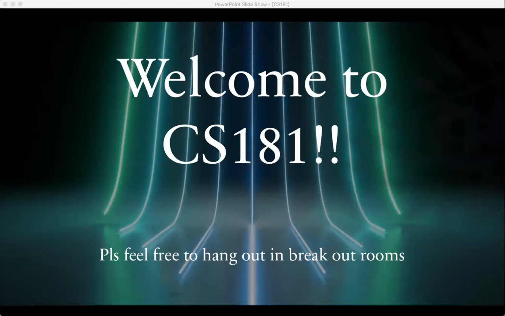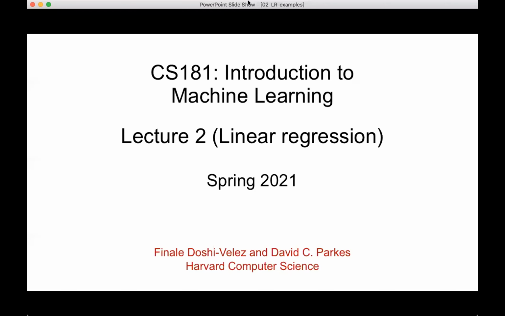Welcome to Lecture 2 of Computer Science 181. Today we'll be continuing to talk about regression. And I wanted to start by showing you just a few examples of regression problems, just to set the way that we can think about what this is all about.